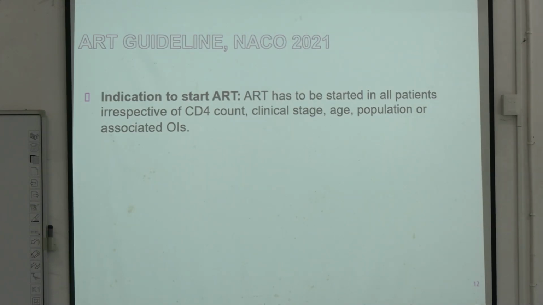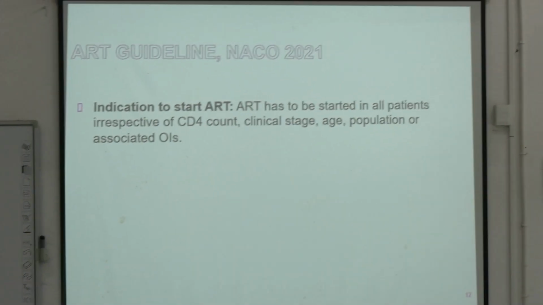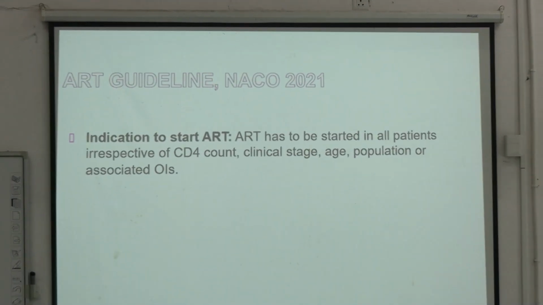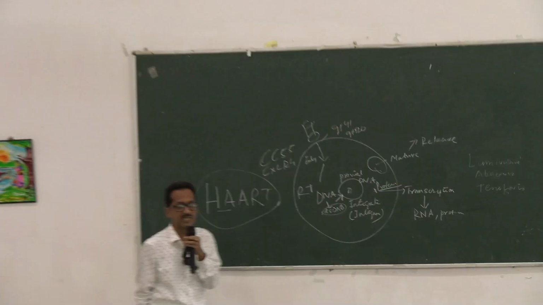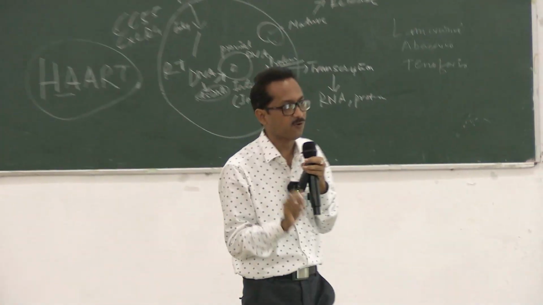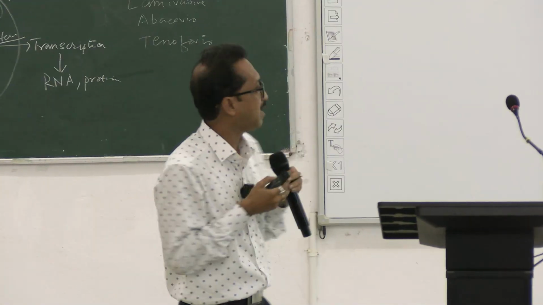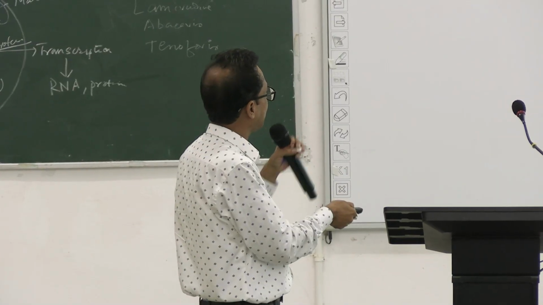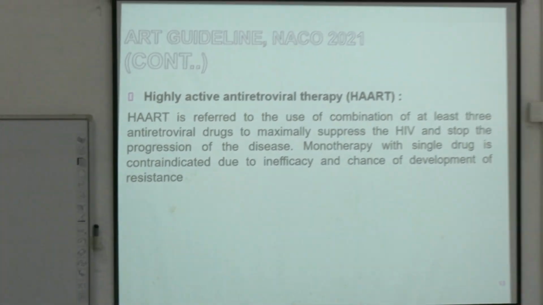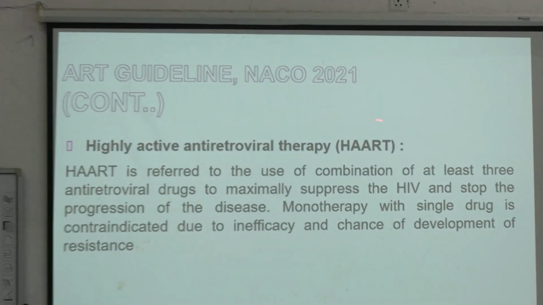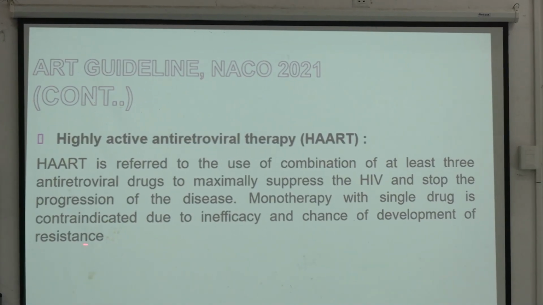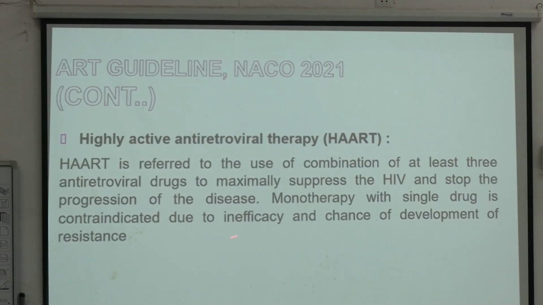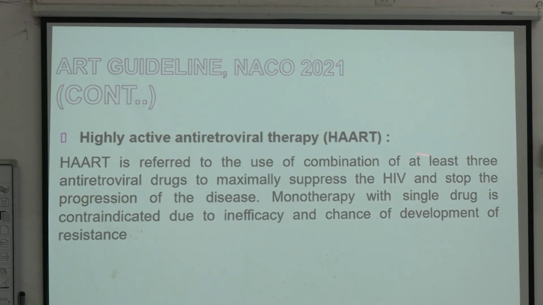What is it called now? HAART, highly active antiretroviral therapy. This term should be remembered. HAART should be started irrespective of the CD4 count, in all patients. Highly active antiretroviral therapy is the use of a combination of at least 3 antiretroviral drugs to suppress HIV maximally and stop the progression of the disease. Monotherapy with a single drug is contraindicated. So a single drug cannot be used for the treatment of HIV.